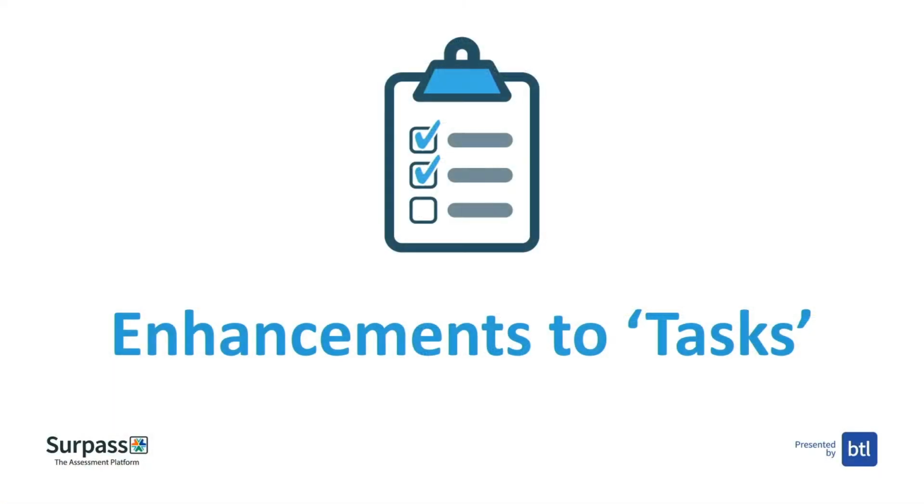Okay, the next thing we're going to look at are some enhancements to tasks. So just as a recap, tasks is a way of controlling item authors when they're creating and reviewing items. So it's a more controlled environment than item authoring. You don't have access to the whole bank of items, you just have access to the items that you get given within the task. And you can monitor a user's progress with that task as well.